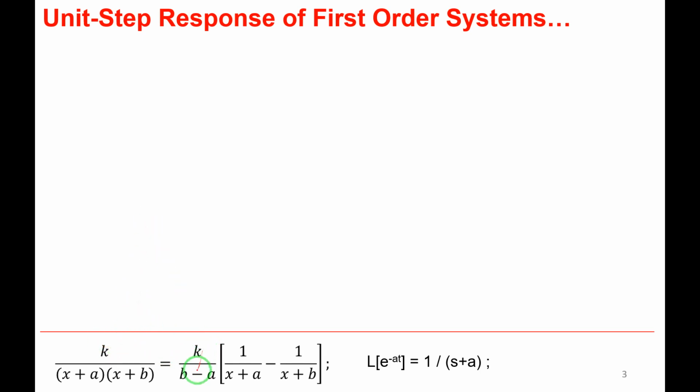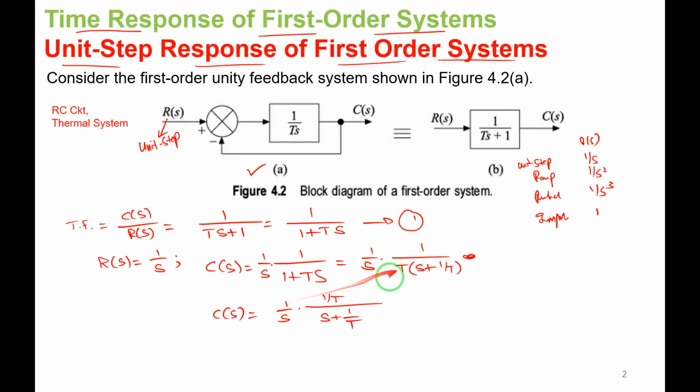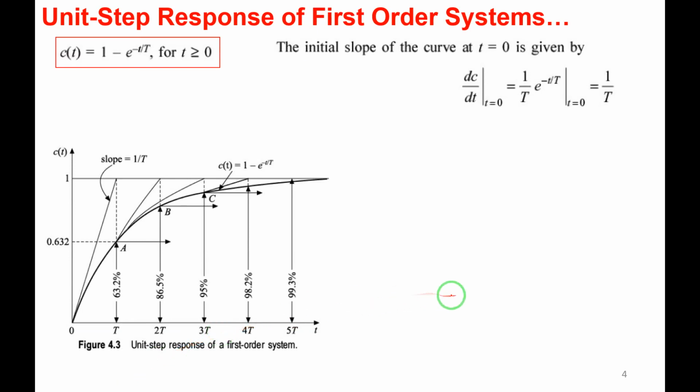I will get k divided by (b minus a) into (1 by x plus a minus 1 by x plus b). This is what I am going to use here, okay, I will make use of that. Observe here, k is 1 by t, into s plus 1 by t. So k divided by (x plus a) into (x plus b), right?